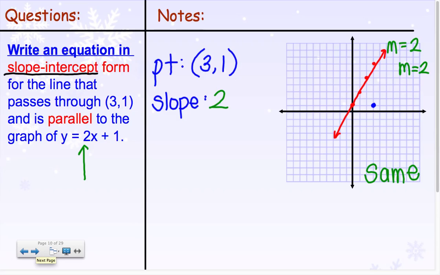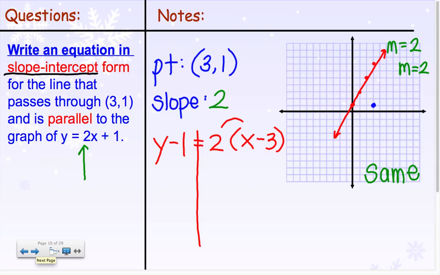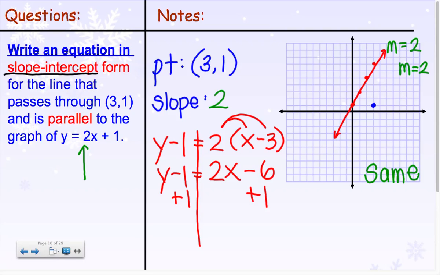Now, if I have a point and a slope, I can write it in point-slope form. y minus 1 equals 2 times (x minus 3). In order to be able to get this into slope-intercept form, which is what the problem is asking for, I need to distribute it. 2 times x is 2x. 2 times negative 3 is negative 6. Bring down the y minus 1. Add 1 to both sides. y equals 2x minus 5.